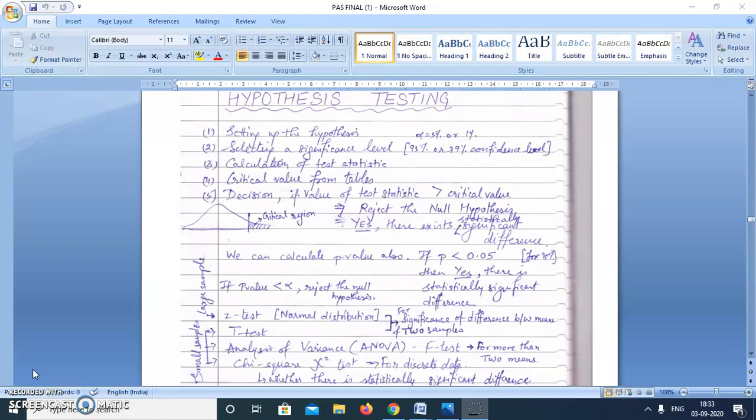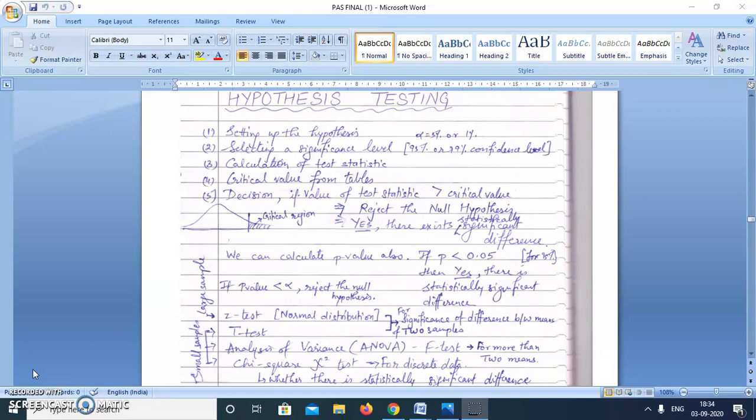Now let us first study the procedure of hypothesis testing. So the first part is we have to set up the hypothesis. We have to write a line for the null hypothesis. The second part is selecting a significance level. That means you have to decide at which confidence level you are going to do the test, and that is at 95% or 99%. Generally we take these two values, and in the book we are referring to by Leaf, they have taken 95%, so we'll go with 95%. Next is calculation of test statistic.